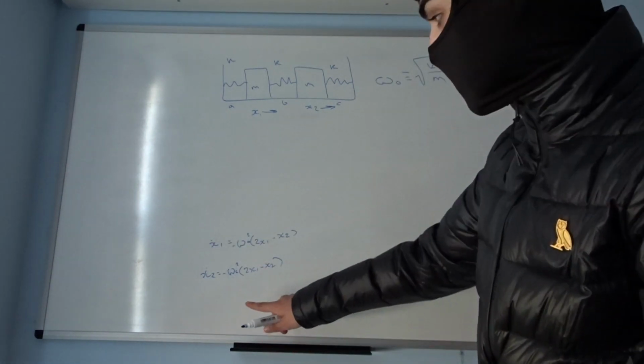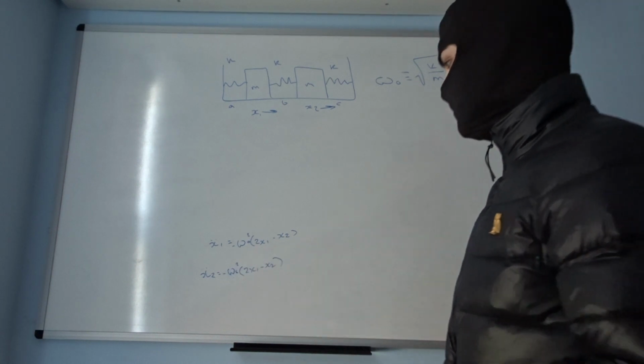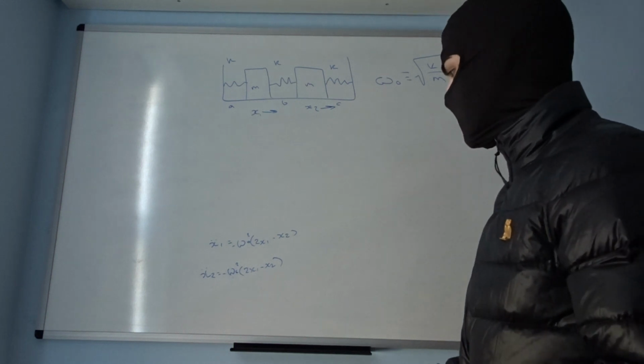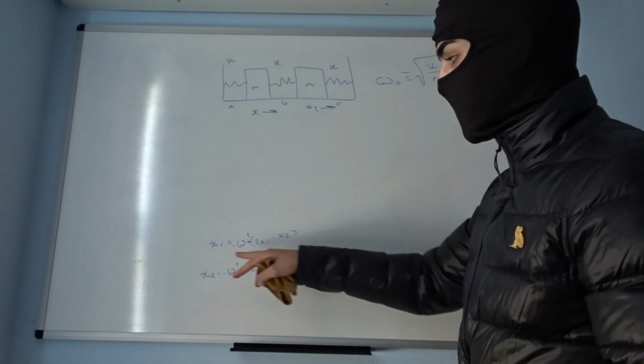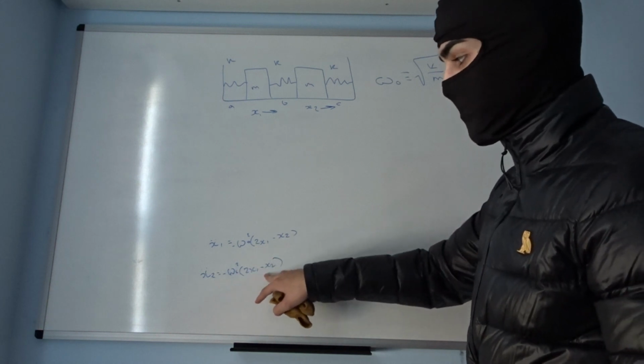Can you see that? Yeah. So you have two differential equations. But we can't solve these ordinarily, because x1 relies on x1 and x2, and x2 relies on x1 and x2, so we can't do it normally.